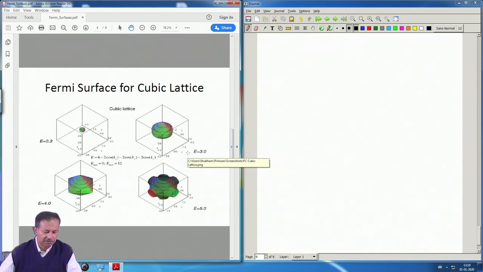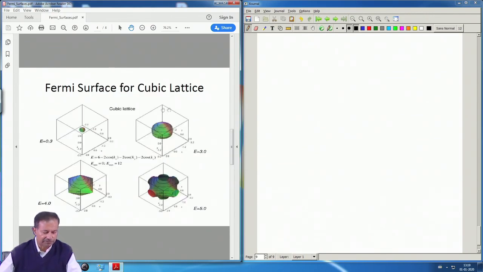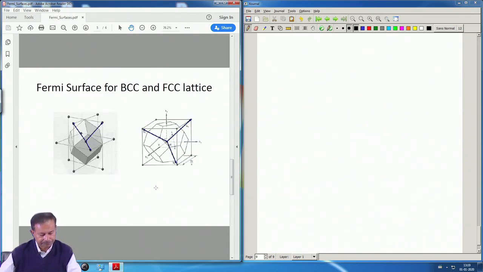So, these are other Fermi surfaces for a cubic lattice at different fillings. Here you can see that the Fermi surface has crossed the first Brillouin zone and become open. This is called an open Fermi surface in these regions where it has crossed the first Brillouin zone.